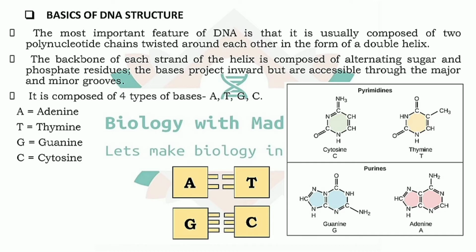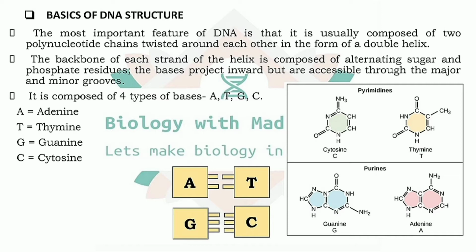The most important feature of DNA is that it is usually composed of two polynucleotide chains twisted around each other in the form of a double helix. The second point is the backbone of each strand of the helix is composed of alternating sugar and phosphate residues. The bases project inward but are accessible through the major and minor groove.